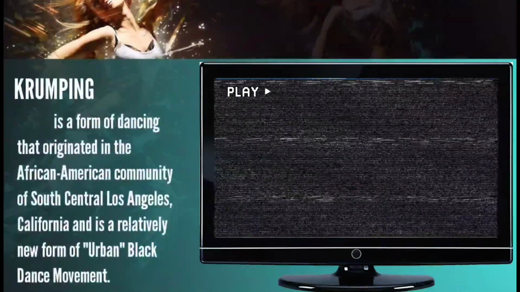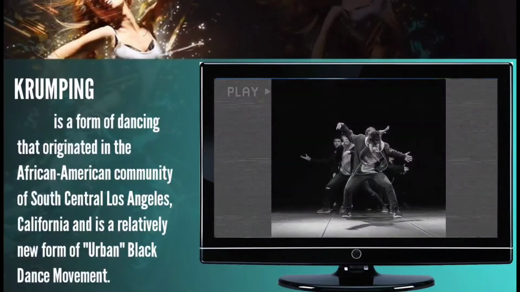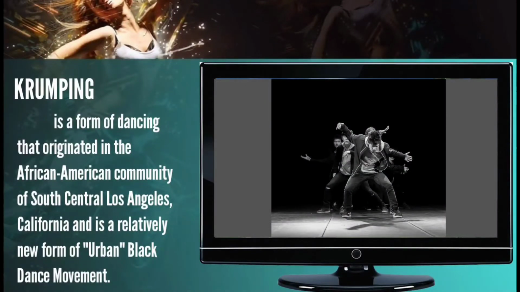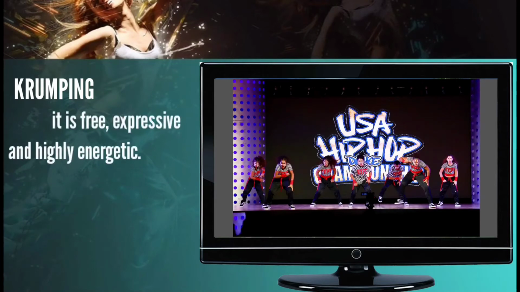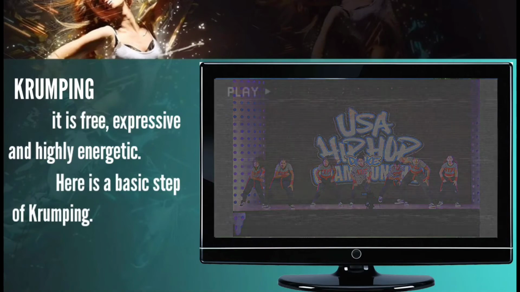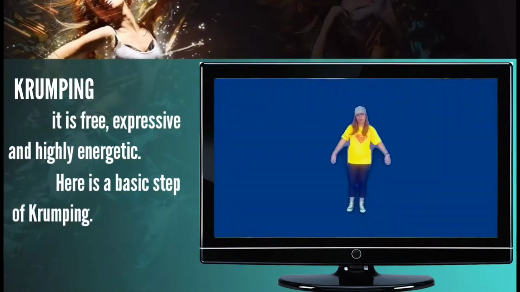Crumping. Crumping is a form of dancing that originated in the African-American community of South Central Los Angeles, California, and is a relatively new form of the urban Black dance movement. It is free, expressive, and highly energetic. Here's a basic step of crumping.